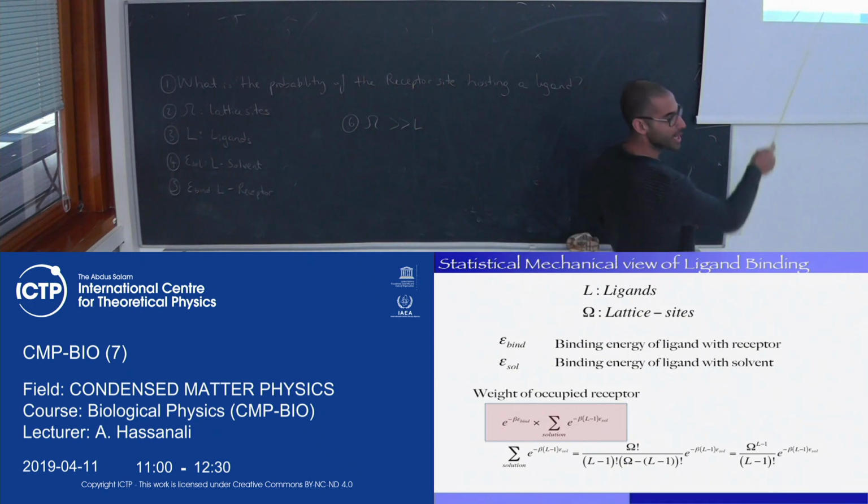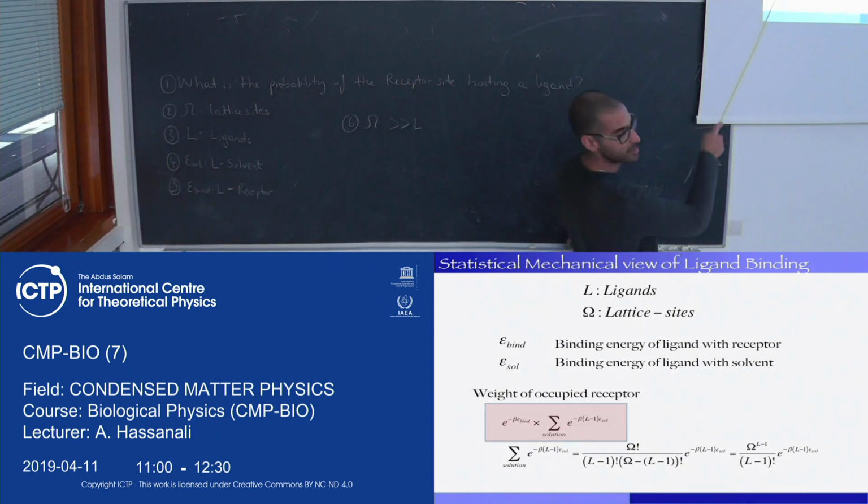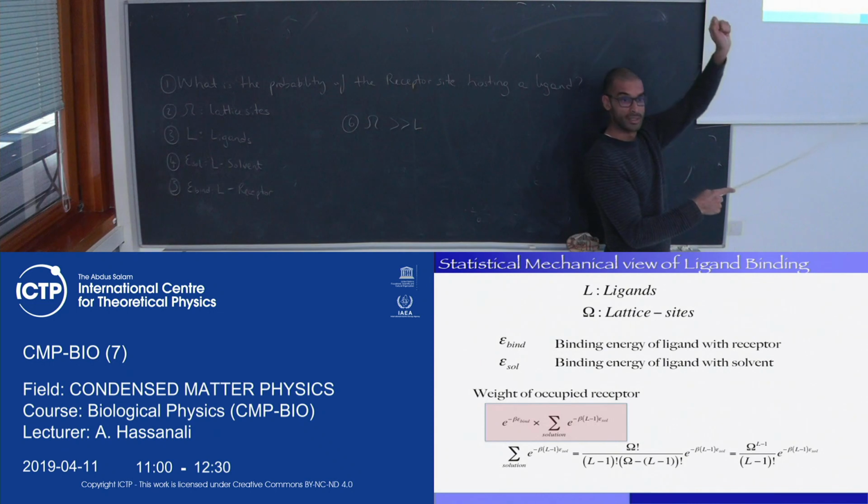So when I have L minus 1 ligands in solution, I have to ask myself how many ways are there to put L minus 1 ligands in omega sites? There's only one way to put the bound ligand into the receptor, because there's only one site to bind. So this has no multiplicity. It has no combinatorial effect, so it's just e to the minus beta E bind. There are L minus 1 ligands in solution, okay? The total energy associated with those L minus 1 ligands is L minus 1 times E sol.